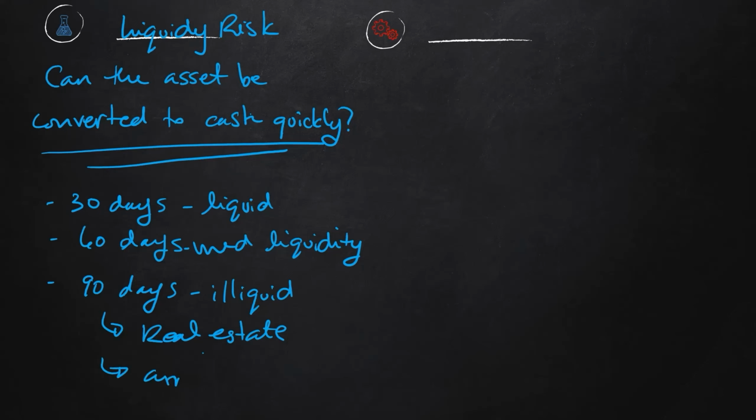Another really good one is annuities. Once you invest your money, or you hand over that lump sum of cash for the annuity, you cannot access the funds. So once you do that, you're sort of stuck in that investment and you can't get that money out.